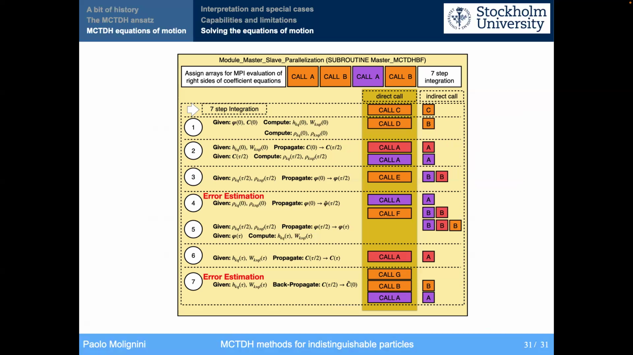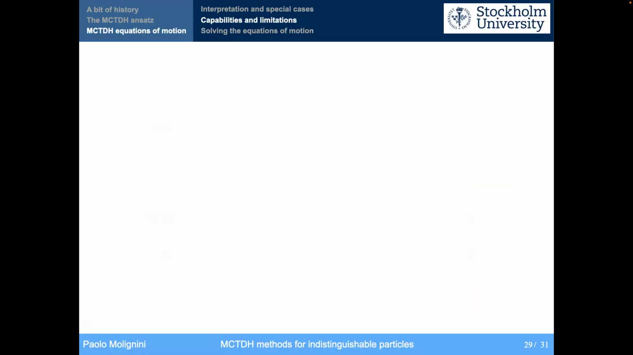And then you continue doing that until you have convergence, and then you move to the next time step. Do you know if you have convergence in the number of orbitals? No, this is convergence in the sense of the integration itself. Yeah, this is another point that I will mention in a bit.